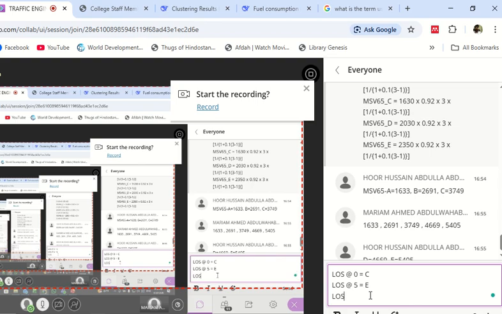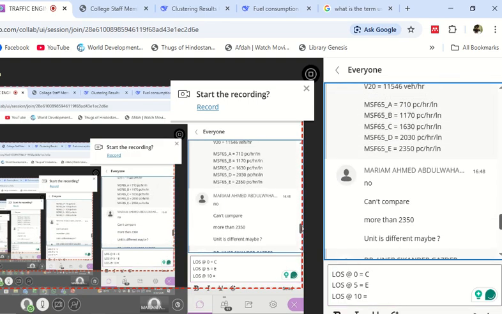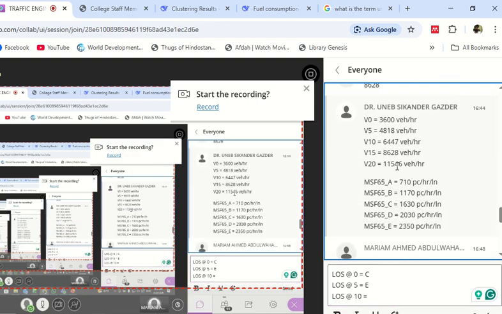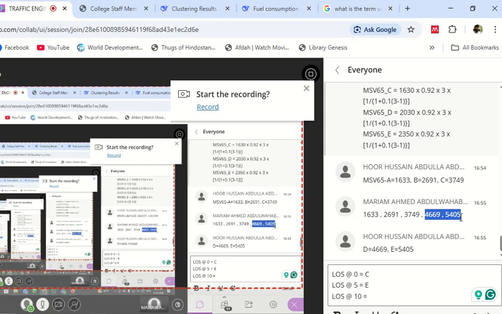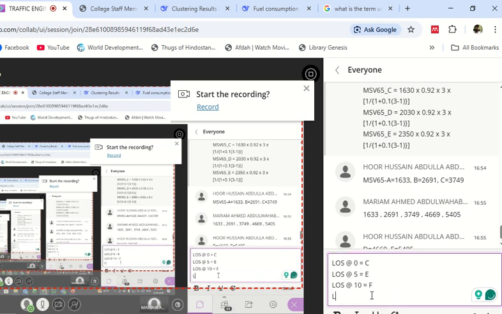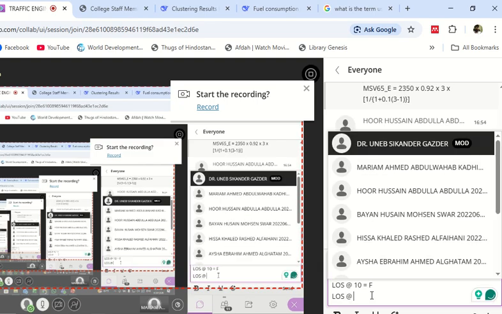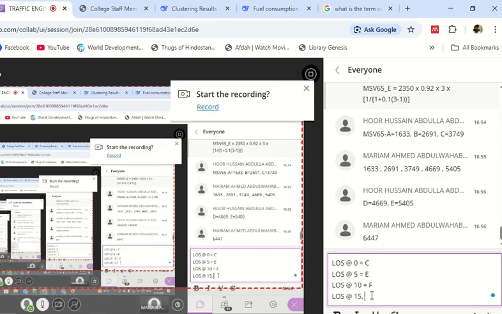Then level of service at 10. My volume is 11546. I'm comparing with these values, right? So 11546, I already passed this one as well. I passed E as well. So after E we have F. And then 15 as well as 20, it's F.